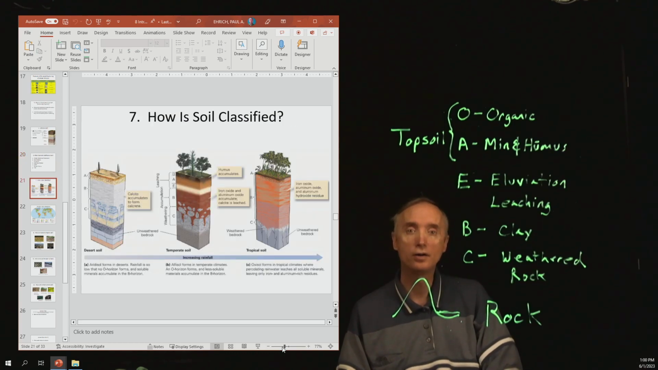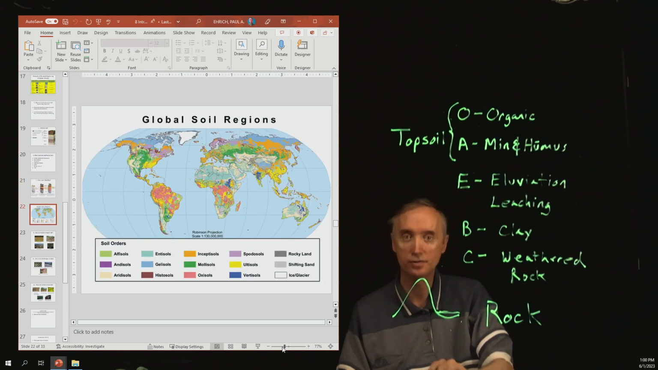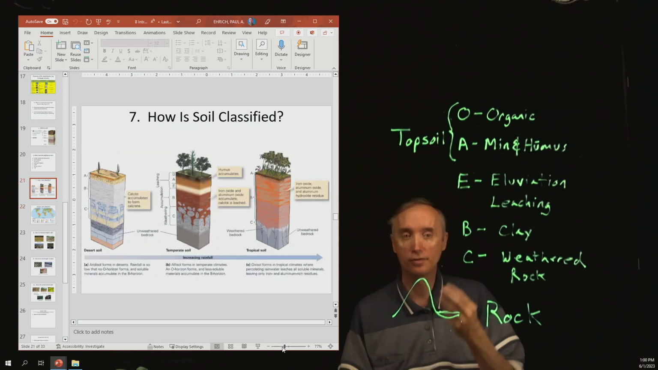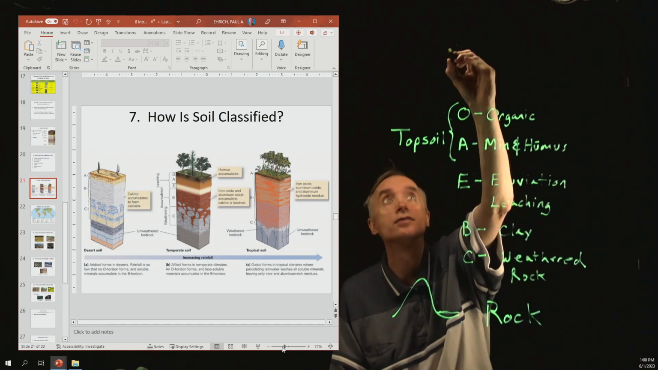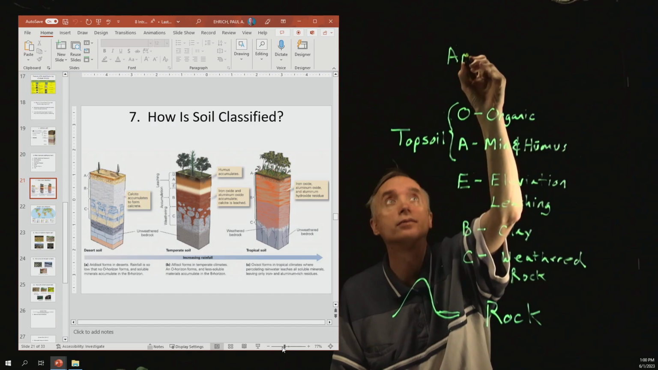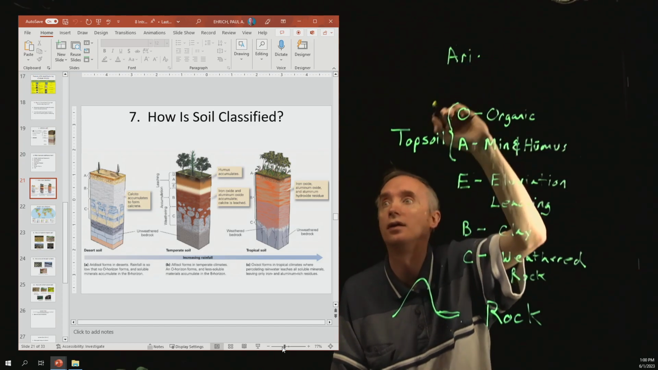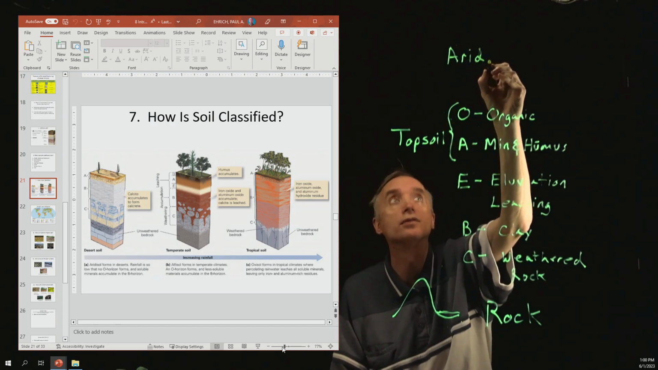So what are the different kinds of soils? So here is all of the different kinds of soils, which you don't need to know for the exam. But you do need to know about 3 kinds of topsoils. So the first one is going to be called an arid soil. So let me put that up here. So arid soil.